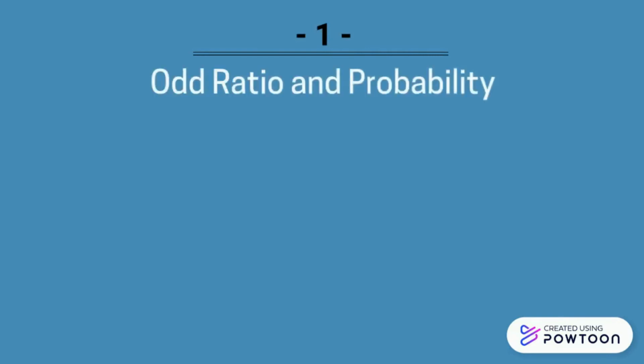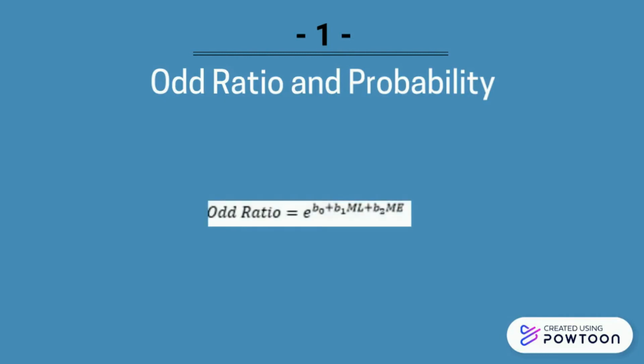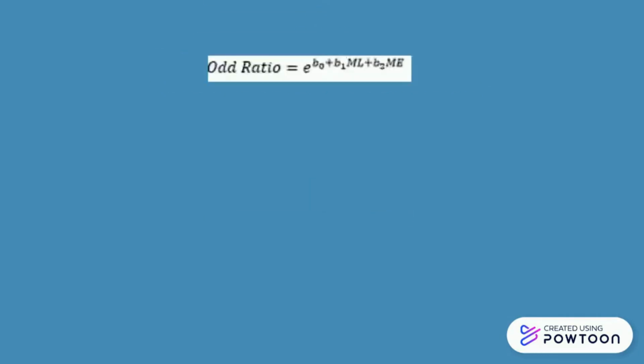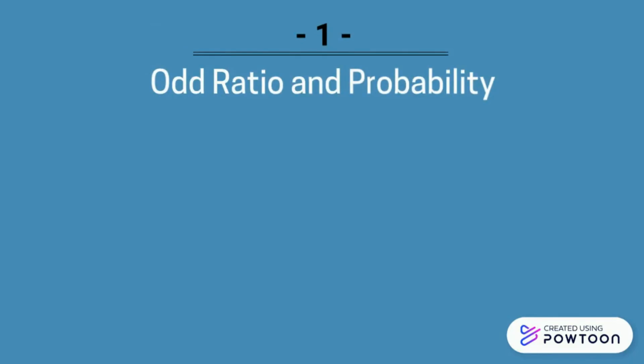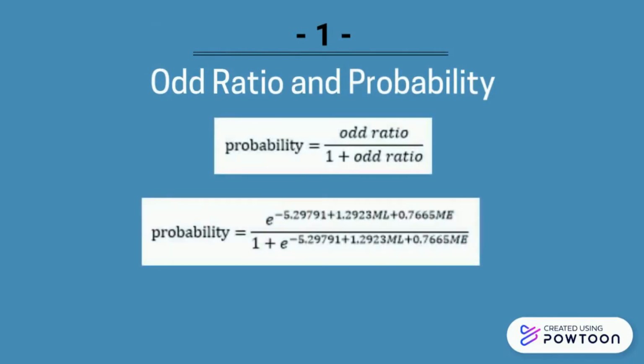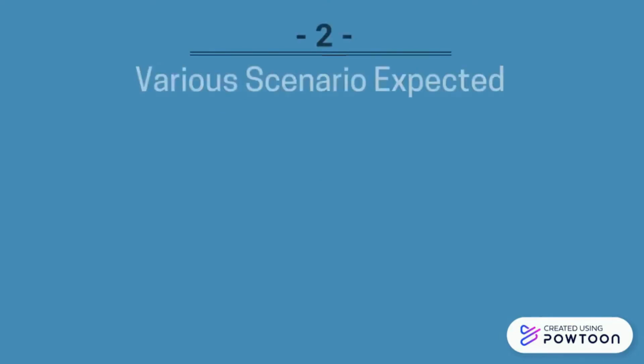Before we look into the various expected scenarios, we shall first look into how to get the odds ratio and the probability of a UM student being involved in online video games. From the regression model we obtained in the regression analysis, the odds ratio can be obtained using the following formula. By doing some simple algebraic operations, we can easily obtain the probability of a UM student being involved in online video games using the following formula. By using the formula above with the assistance of Microsoft Excel, we get the following situational matrix.